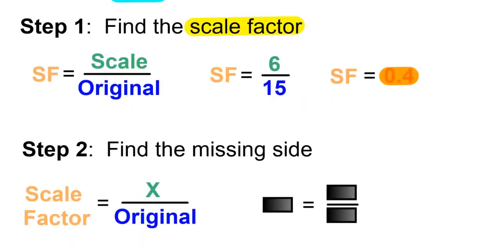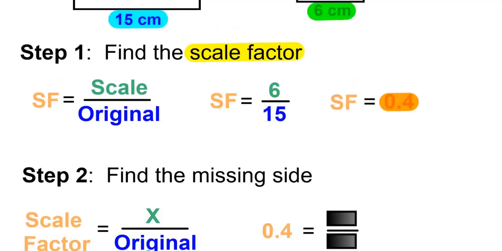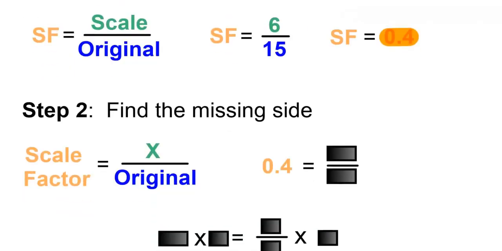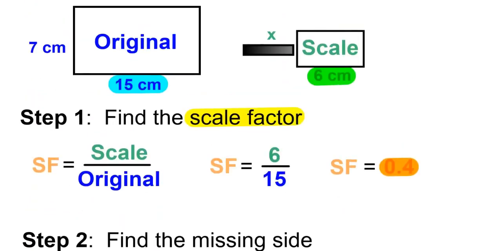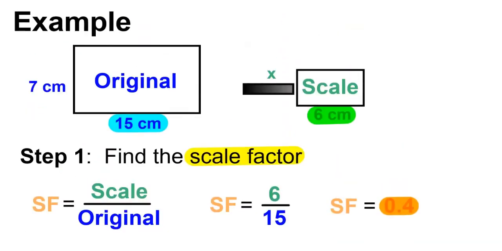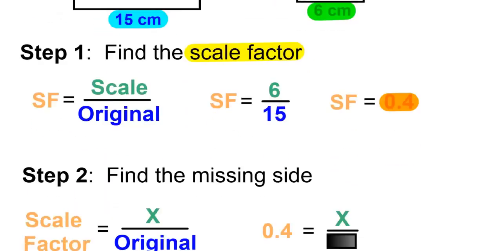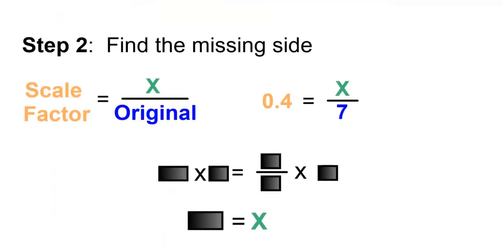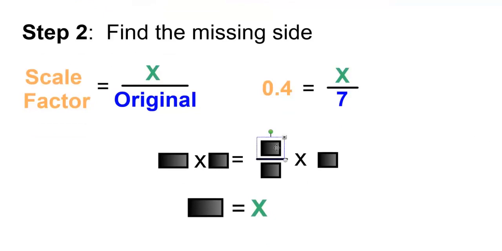Step number two, find the missing side. Scale factor is 0.4. We'll call the missing side, which is the short side of the rectangle, x. And the short side of the original rectangle will be 7 centimeters. You now have x divided by 7. To isolate the x, we have to remove the divided by 7.